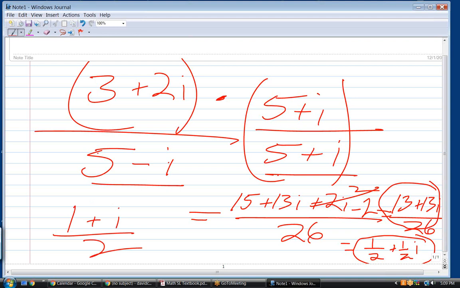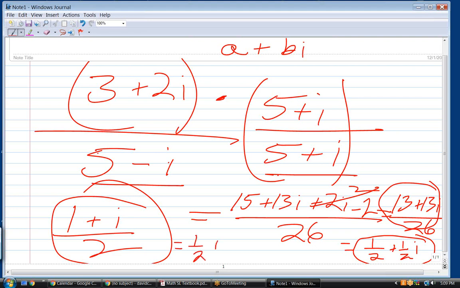That's not standard format. In other words, I need it to look like A plus BI. Well, this does not look like that. But if I separate it into two fractions, 1/2 plus 1/2 I, now it's in A plus BI. The real part of it is 1/2. The coefficient of the imaginary part is 1/2 also.